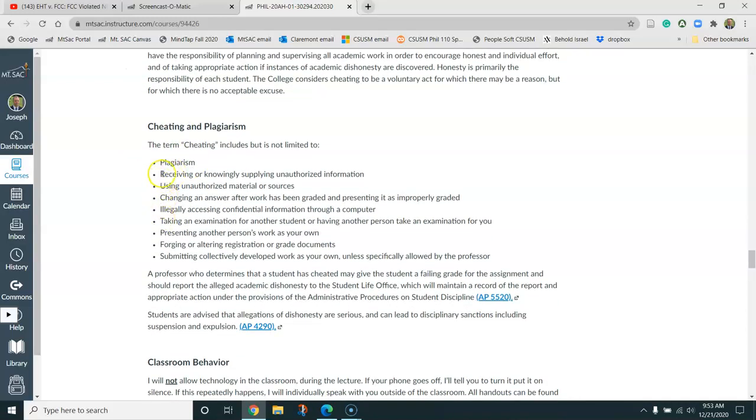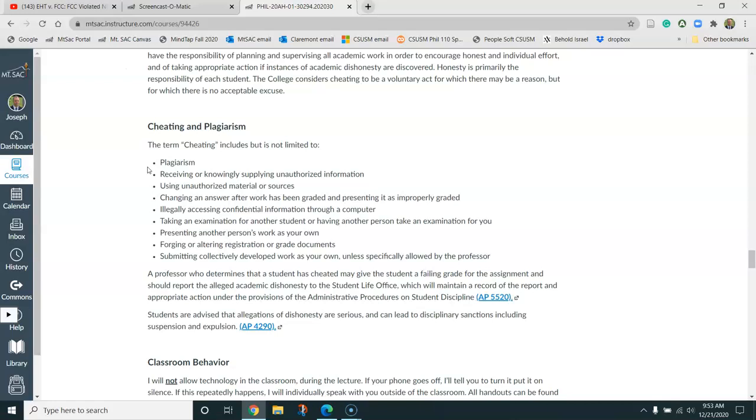Cheating and plagiarism. Every once in a while I get people that try to plagiarize, and that means you turn in work that is not your own. And if you do not quote and cite another work, whether it's online or whatever, you're plagiarizing. I have caught students turning in other student papers. Don't do it. It's an automatic fail.